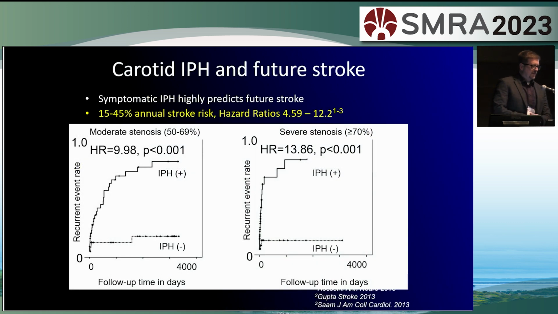Based on early meta-analyses in 2013, Hosseini's meta-analysis was cut off here. We now know that symptomatic intraplaque hemorrhage is highly predictive of future stroke. It has between a 15 to 45% annual stroke risk with high hazard ratios. And what we see here is when you image patients and they come in with their first symptoms and they happen to have intraplaque hemorrhage, those are the patients that are going to have the recurrent stroke risk in both moderate and severe stenosis categories.